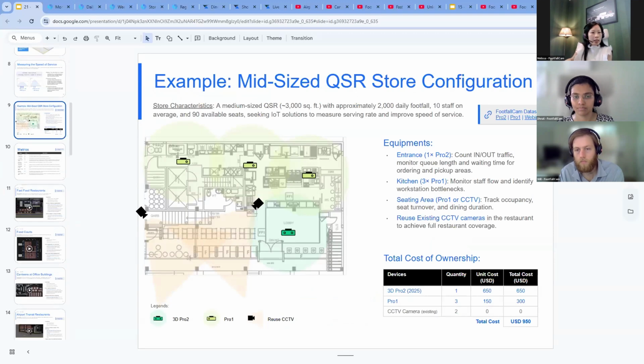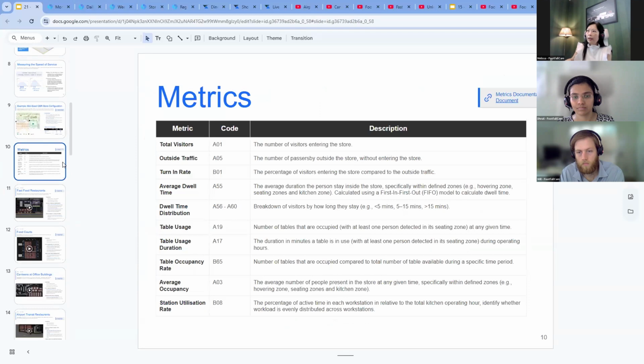Now I'll move on to the metrics that you can see. We measure the total visitors that come into your store, the number of people passing outside, the turn-in rate, and on average how long they stay in your store, the dwell time distribution. For example, how many percent of your customers stay less than 5 minutes. They come in, take away, very efficient, and then leave. Or between that time or more than that, they're probably dining, or maybe your queuing time is not good.